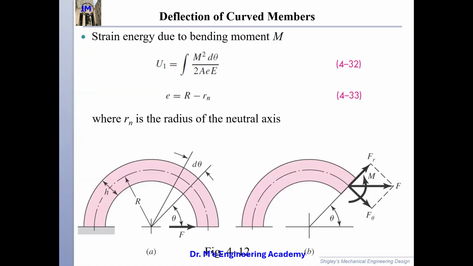Okay, so the strain energy due to the bending moment, we have M squared d theta over 2AE. This is based upon what we have learned about stress. And this e equals the difference between the center radius R and Rn, where Rn is the radius of the neutral axis. So this is for the bending moment.